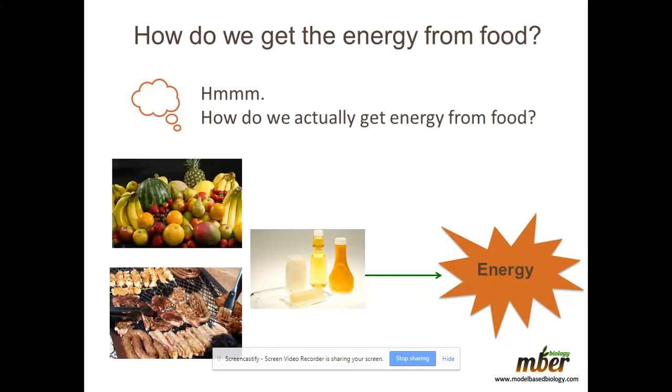Here you have 3 pictures. We've got that top picture, all those fruits and vegetables. We've got the second picture, those meats. And we've got that third picture, you've got oil and butter. So those are our components of food, right? The top picture represents carbohydrates. The second picture represents your proteins. And the third picture represents your fats or lipids. So we take that stuff and we turn it into energy for ourselves.